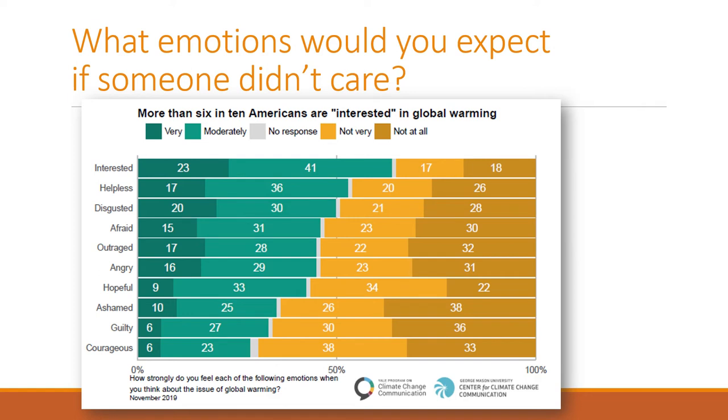Here's another one. If I ask you, what emotions would you expect if someone didn't care? What emotional response do you expect? They're just not interested, or they're distracted, or what? Well, look at how Americans feel about global warming. More than 6 in 10 Americans are very interested in it, or moderately at least: 64%. 46% say they're afraid. Now, if you don't care, you're not afraid. Some of them are outraged. Again, there's actually intense emotional engagement.